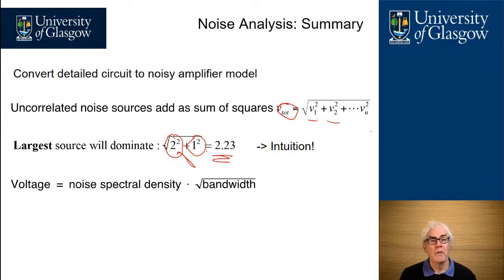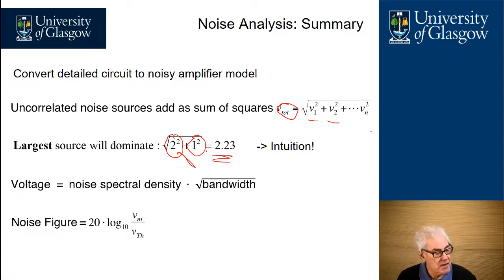When you're trying to work out the overall effect of noise, either referred to the input or at the output of the amplifier, the total voltage is the noise spectral density, in other words, the value per root hertz, multiplied by the square root of the bandwidth. And the last point is that noise figure is always the total input referred noise divided by the Thevenin or source noise. And noise figure must always be greater than 1, because any amplifier will add noise onto your circuit.